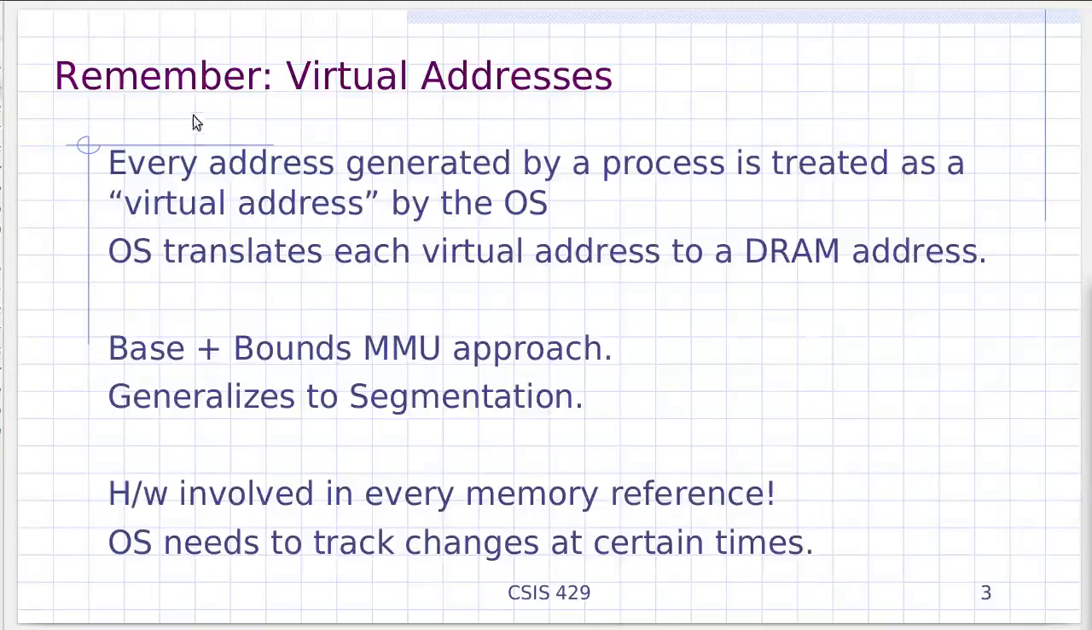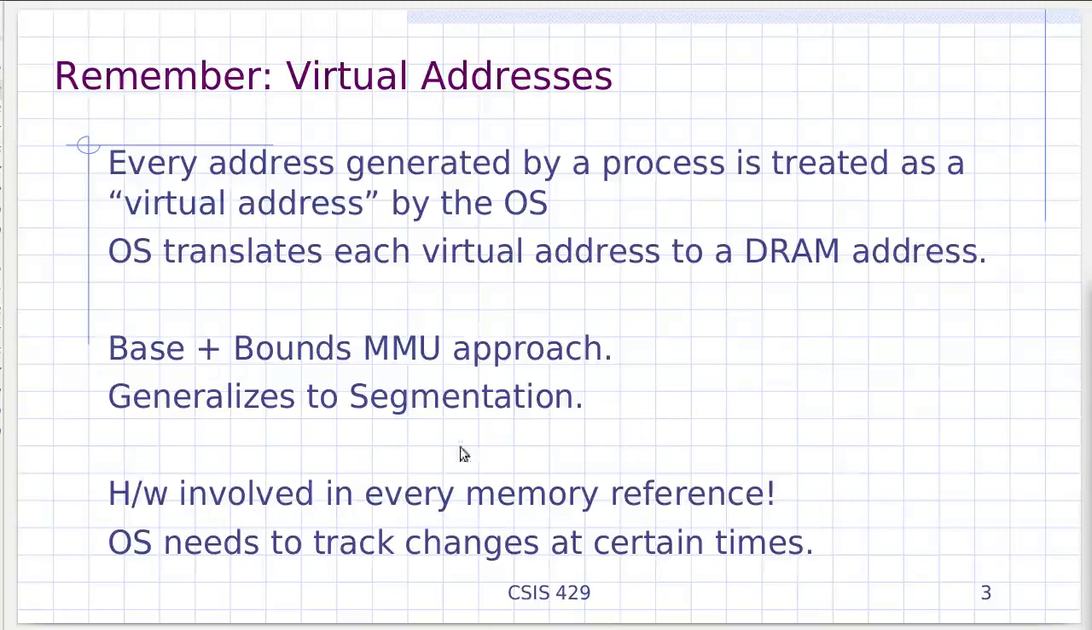So remember, the problem is translating virtual addresses. Every address that you generate in a process is treated as a virtual address by the operating system, and it has to translate each one of these addresses to a physical or DRAM address. We looked at the base and bounds MMU approach, and that generalized to segmentation. And we had simple hardware, so things like a couple of registers and an adder circuit was pretty much all we needed to use this base plus bounds and then the generalization to segmentation.